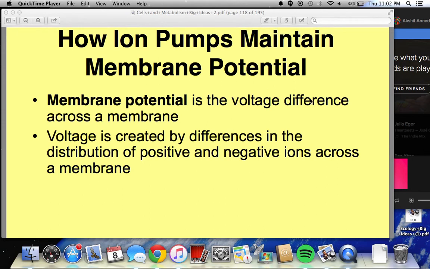And then she said this is really important, so pay attention. Membrane potential is a voltage difference across a membrane.